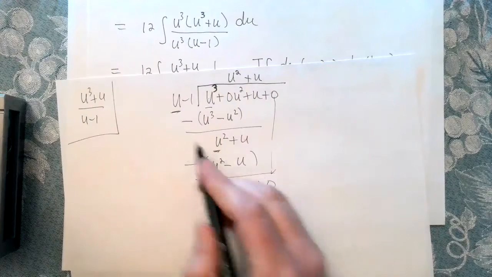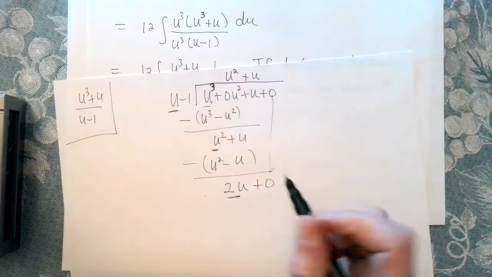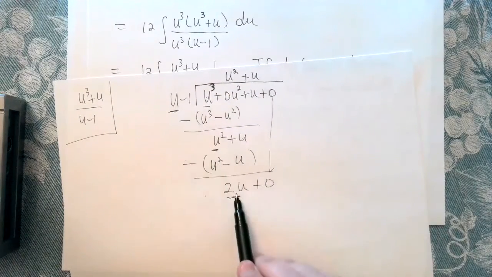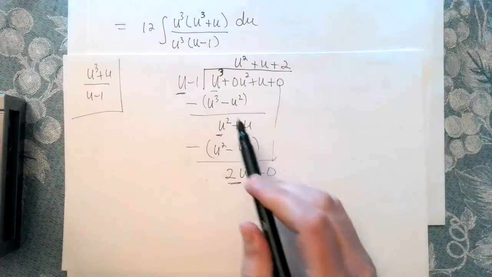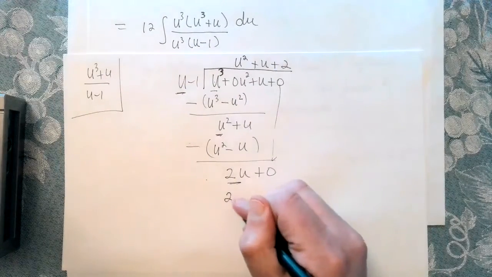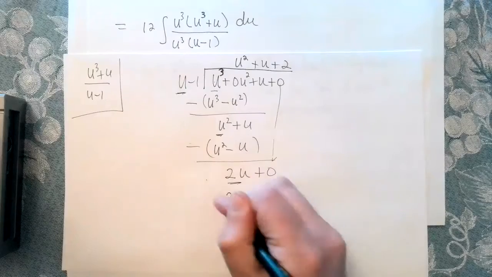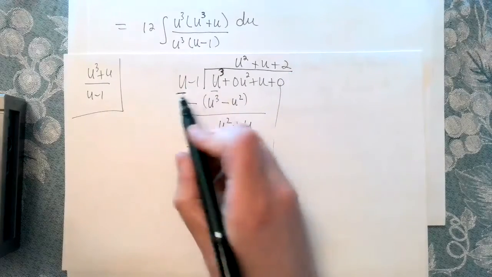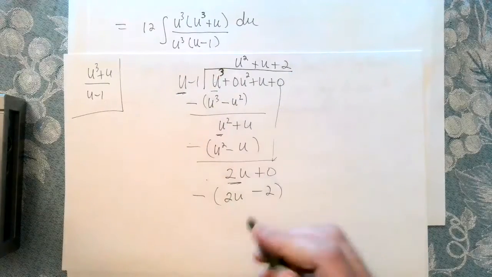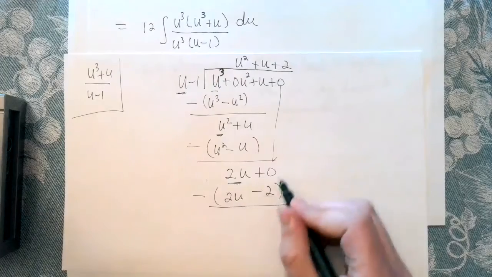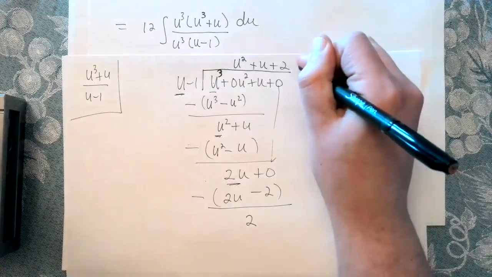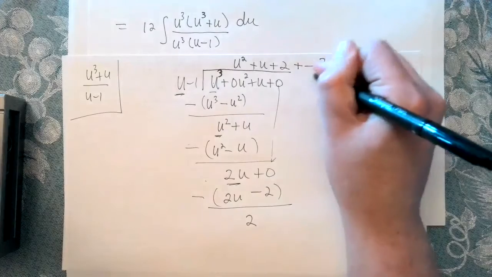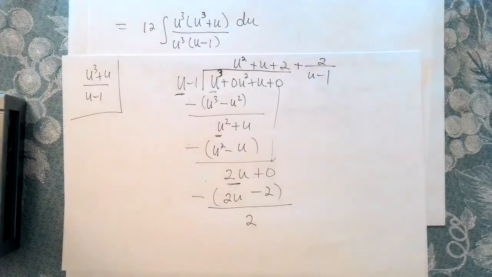And then same sort of deal. I look here at the first term, here at the first term, and I say this goes into this how many times? It goes in 2 times. And then I just multiply. So 2 times u, 2 times minus 1, and then subtract because you're taking 2 groups of this from this. So this minus this is 0, this minus minus is 2. That must be my remainder, but remember how we write remainders? 2 over u minus 1.